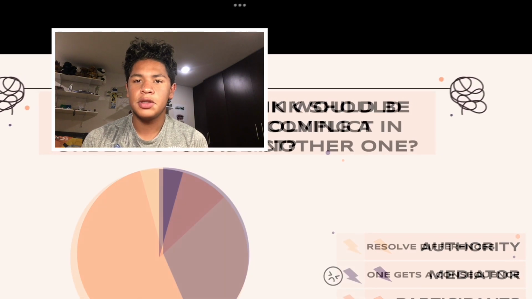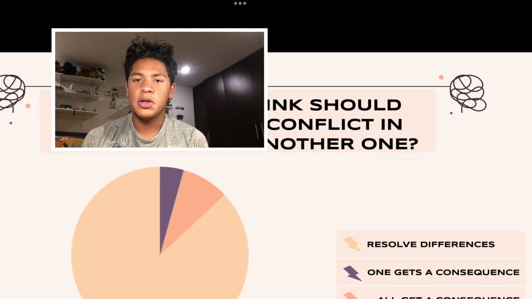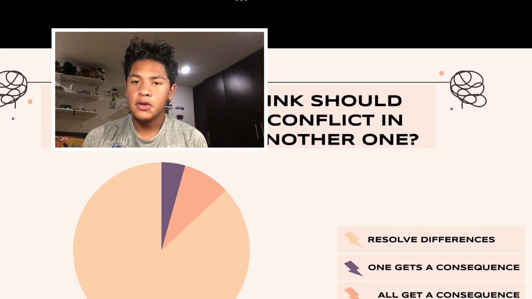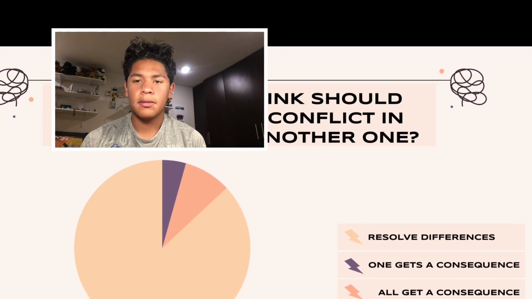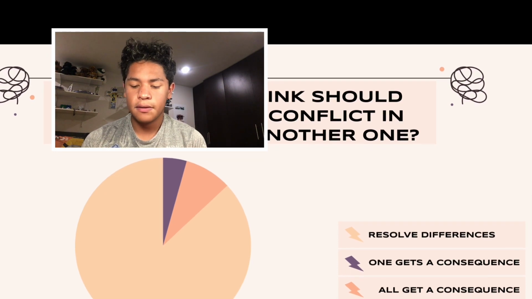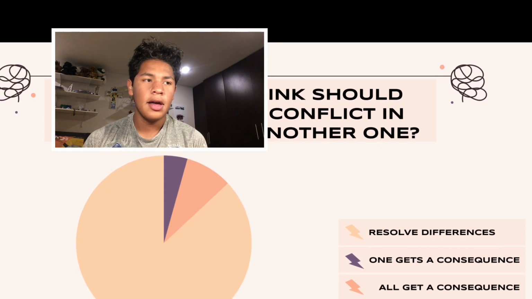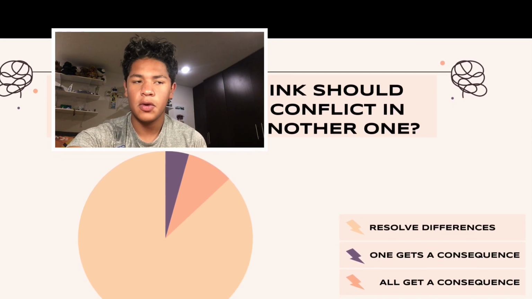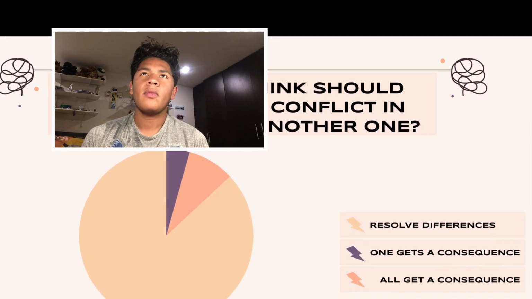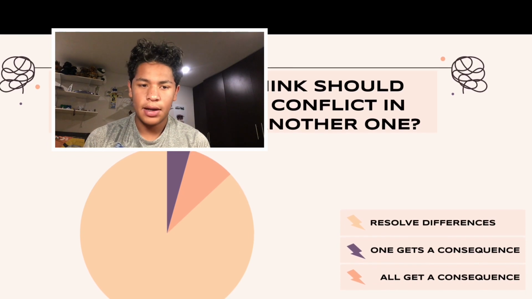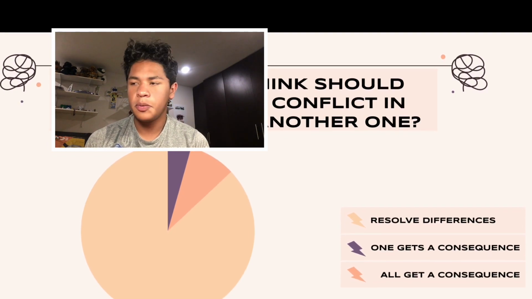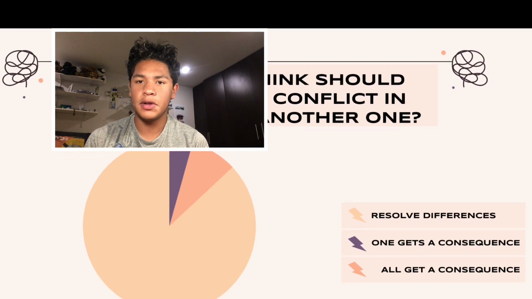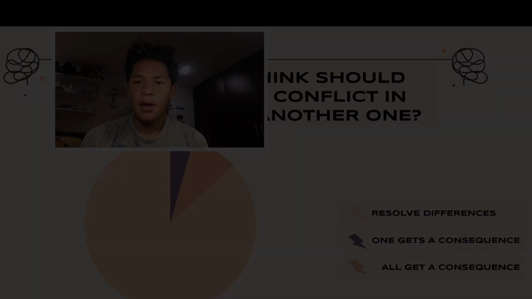Now, the last question that I'm going to say is, what do you think should happen after a conflict in order to avoid another one? Most people said that to resolve differences, and I think that that is the best way because it pretty much avoids you to offend the other person, and it lets you know what the other person is feeling and what you're feeling. You let the other person know what you're feeling.